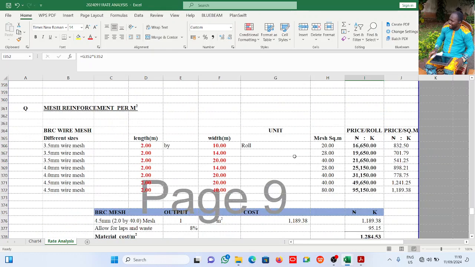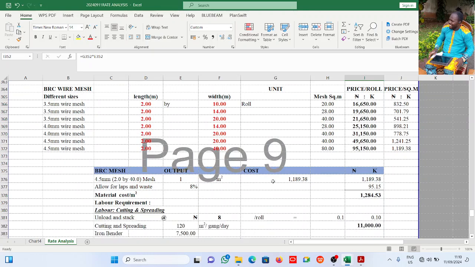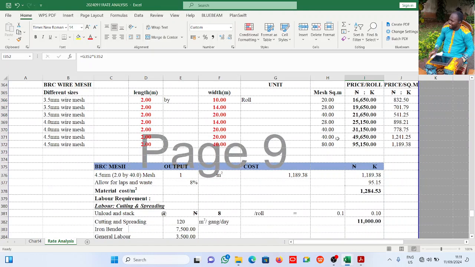The same thing when it comes to mesh, we have them for different sizes, so whichever size you want to work on. In this case I am working on this here, which is the last one, 4.5. That's 2 by 40. So 1 square meter is what I already did here, divided by 80. Now for laps, that gives me this.